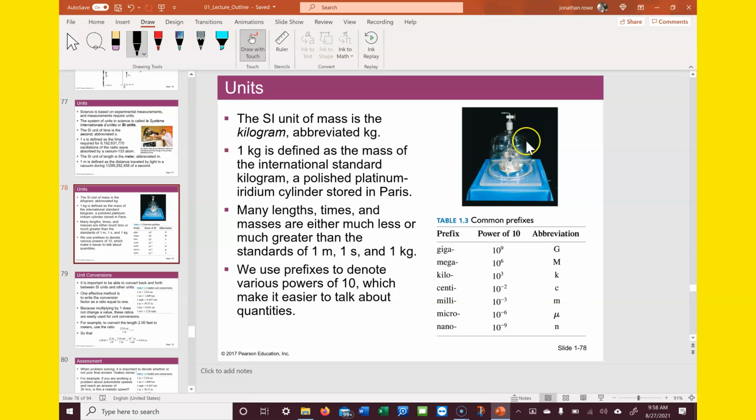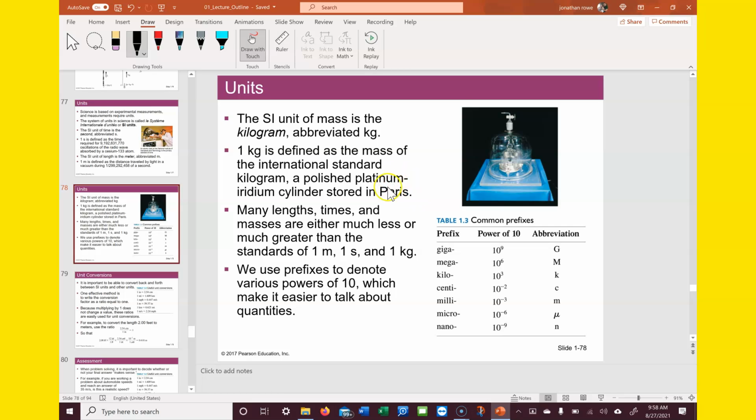decay or whatever. There is a platinum iridium cylinder that's stored in a big crazy vault underground in the city of Paris that defines what a kilogram is. It is the kilogram. It is the only thing in the world, it is the only thing in the universe that truly is a kilogram. They made copies of that thing. In fact, I'm going to send you out a video about this, which is really interesting.